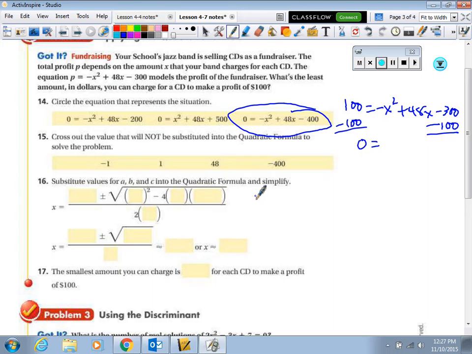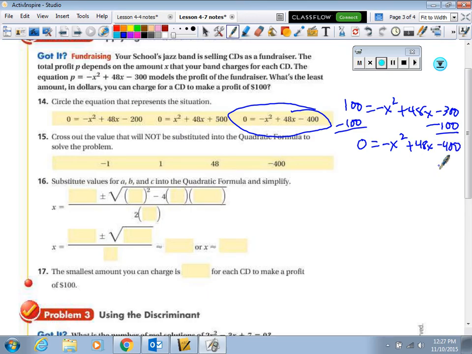Okay, so yeah, you can figure that out. What they're asking is what's not going to work. Oh my goodness, that just looked really messy. Sorry about that.